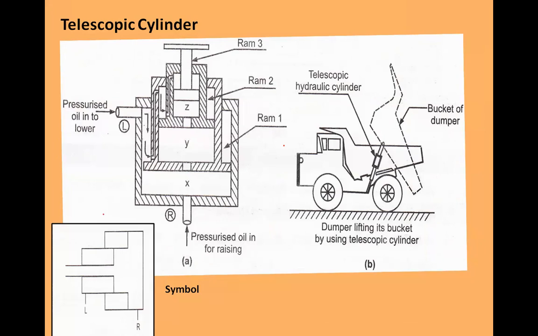Here I have shown another diagram, of a telescopic cylinder. You can take pressurized oil inside for rising. Here also I have shown ram 1, ram 2, ram 3. In a dumper, for lifting the bucket, a telescopic hydraulic cylinder is used, in a dumper tipper.